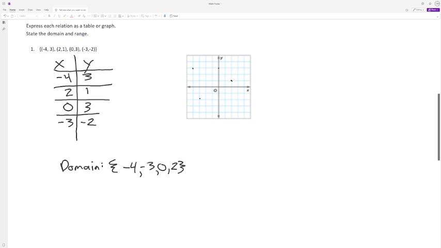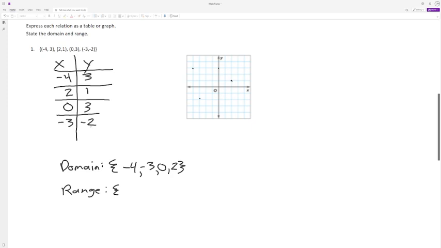And if we take a look at the range, it consists of the y values. So we take a look at the y values in our set of ordered pairs. That's 3, 1, 3, and -2. So then we see in our table 3, 1, 3, and -2. We're going to put those in the range, and again we're going to write in increasing order.